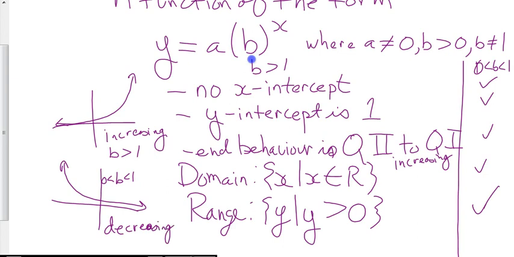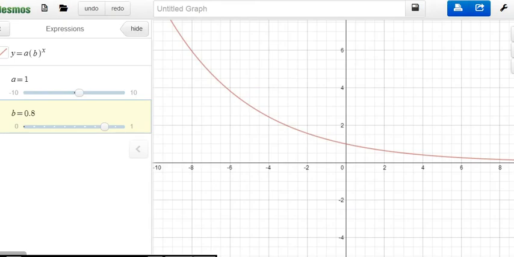So we're just going to add to our vocabulary from polynomial functions and add to the end behavior to say, okay, it's increasing or it's decreasing, right? It's increasing when b is greater than 1. It's decreasing when b is between 0 and 1. Okay, so there's decreasing.